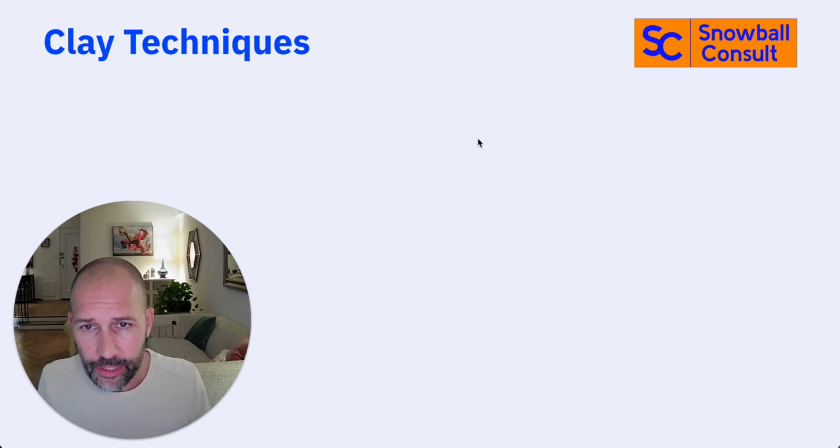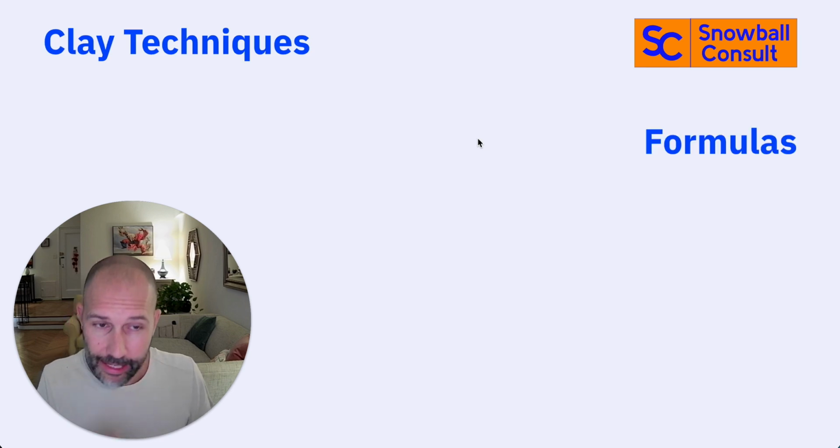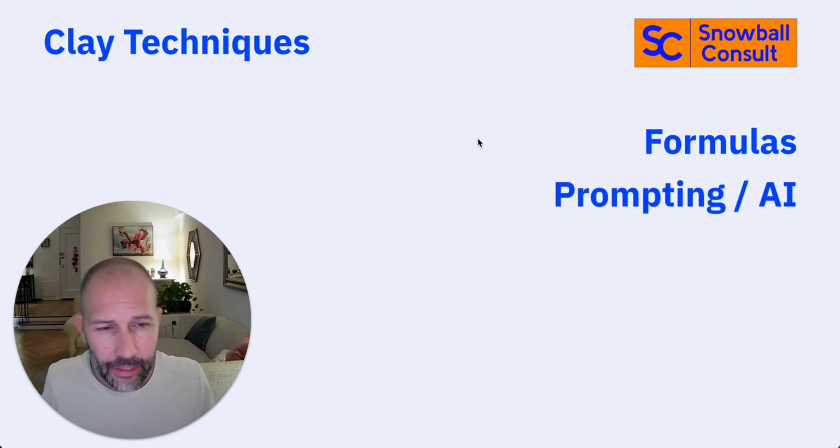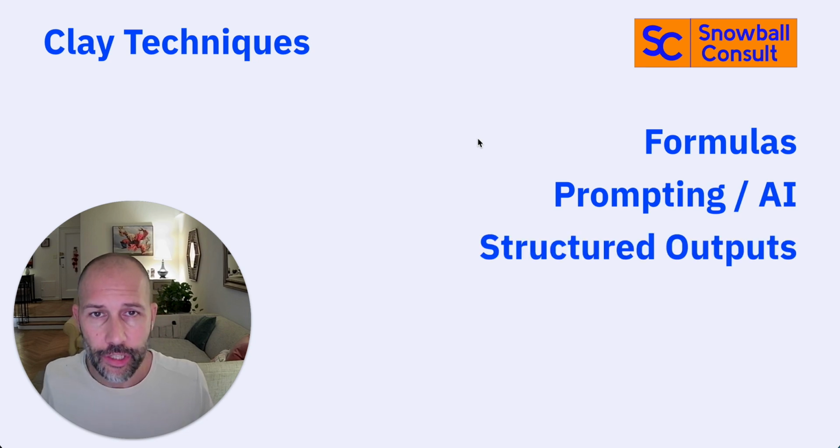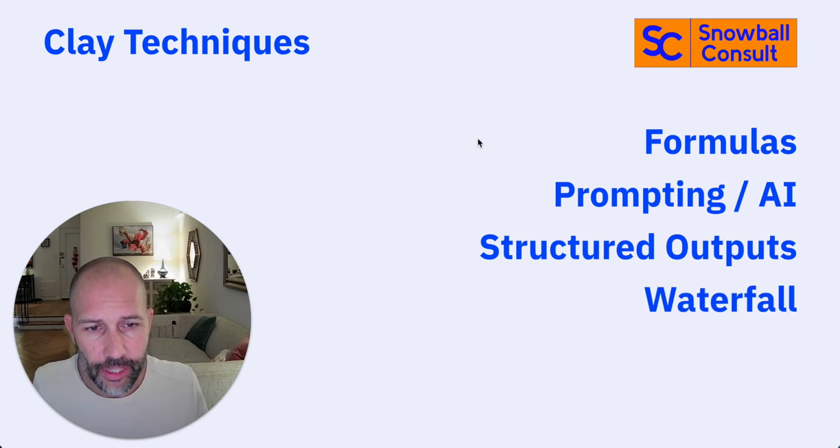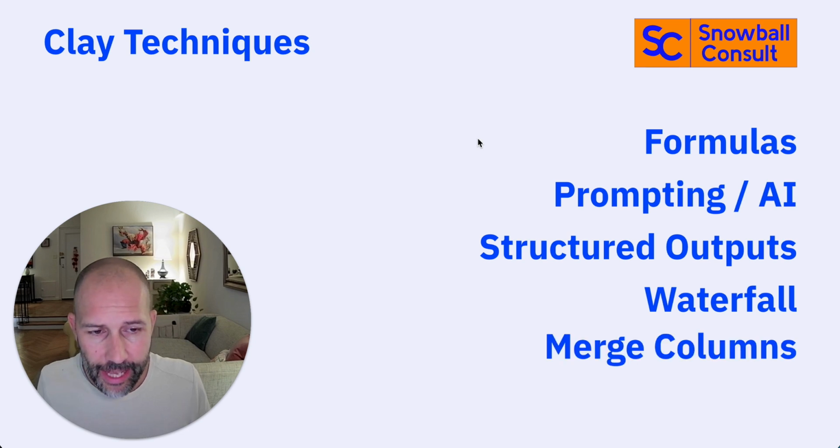This is what I'm going to be using. The Clay techniques are formulas, kind of, prompting and AI, of course. Structured outputs, super useful feature. And the waterfall for finding emails and merge columns. Like some pretty simple stuff. Merge columns, super easy. It's just really nice to be able to use it. And then I think the most interesting part here is really the prompting and AI and the structured outputs.